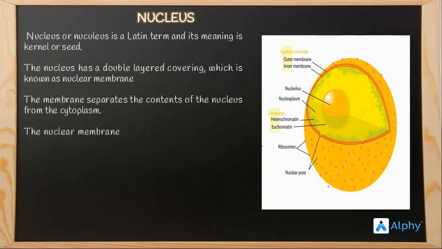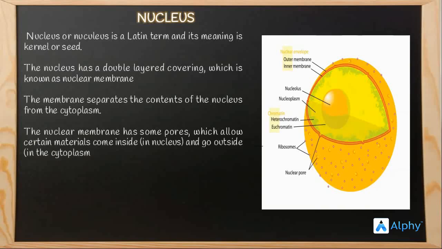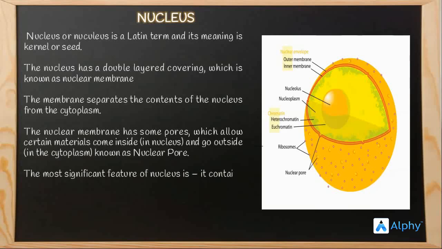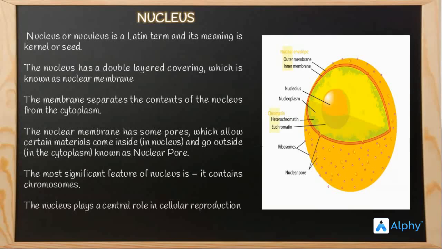The nuclear membrane has some pores, known as nuclear pores, which allow certain material to come inside the nucleus and go outside into the cytoplasm. The most significant feature of the nucleus is that it contains chromosomes. The nucleus plays a central role in cellular reproduction, the process by which a single cell divides and forms two new cells. This is a picture of the nucleus.